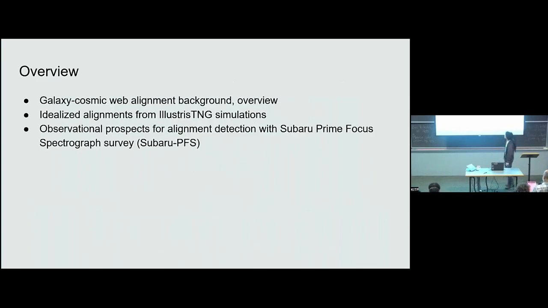So just a really quick overview of what I'm going to be going over. I'm going to be going over the background of galaxy cosmic web alignments just super quickly, since everybody's familiar with it. Then I'm going to be talking about the simulated alignments we found in the IllustrisTNG hydrodynamical simulations. And finally, I'm going to be talking about extending that to a mock observational survey for detecting these alignments, modeled off the upcoming Subaru Prime Focus Spectrograph survey, or Subaru PFS, as I'll be calling it for short.